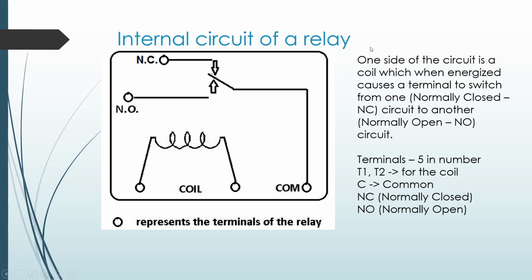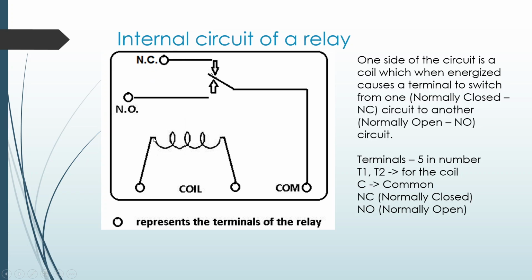Let me read this first. So internal circuit of a relay: one side of the circuit is a coil which when energized causes a terminal to switch from one which is normally closed circuit to another which is normally open circuit. Now let us see the circuit in front of you.